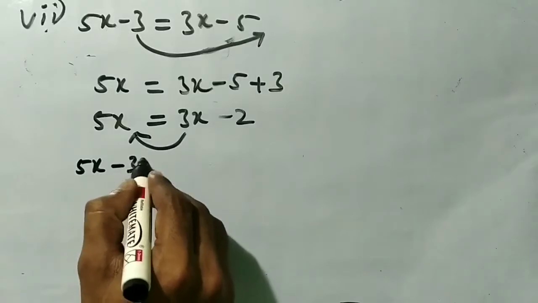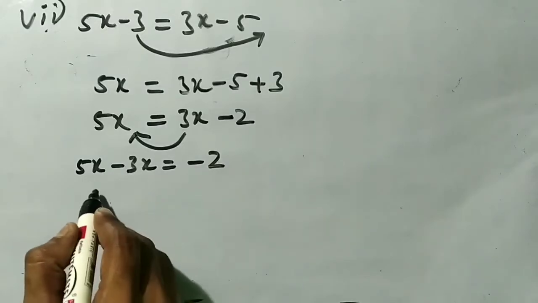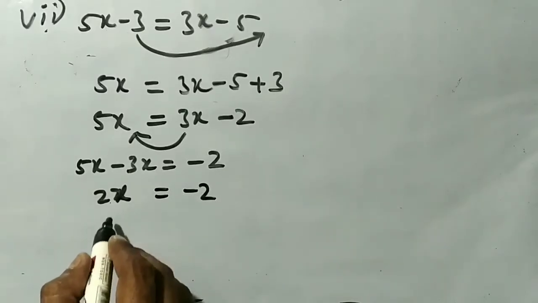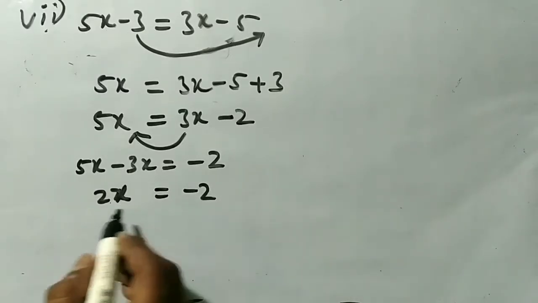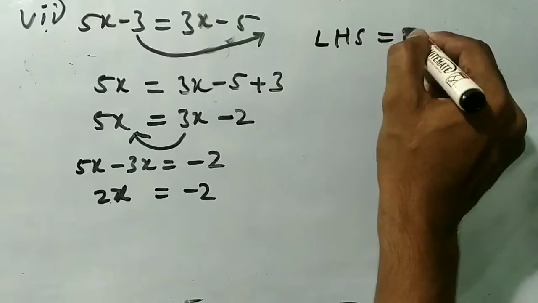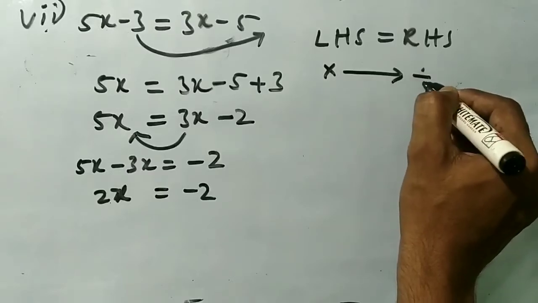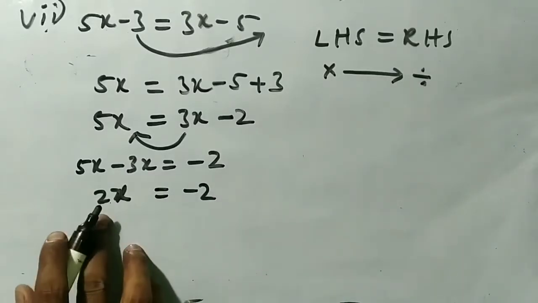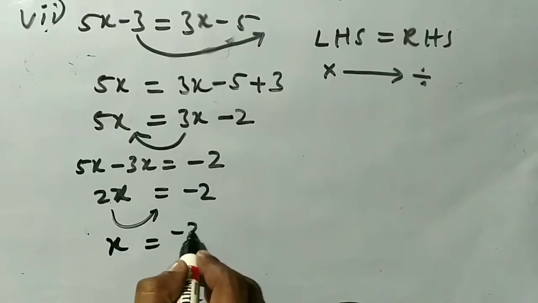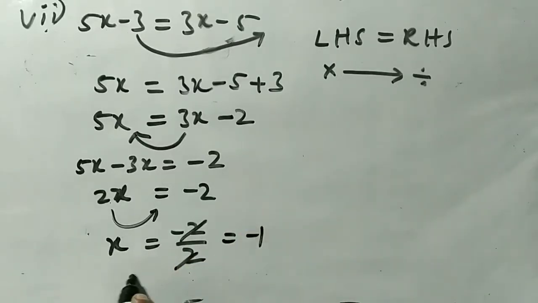When 3x goes to the LHS, it becomes minus 3x. 5x minus 3x is equal to minus 2, so 2x is equal to minus 2. Here 2 is multiplying with x. When multiplication on the LHS is transferred to the RHS, it becomes division. So x is equal to minus 2 by 2. The 2 gets cancelled, and we got x is equal to minus 1.